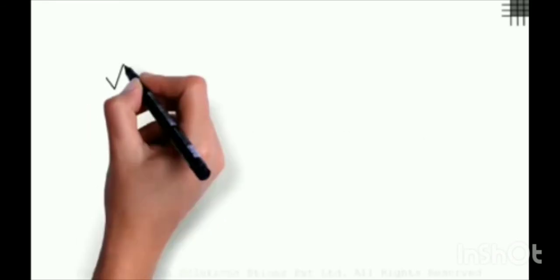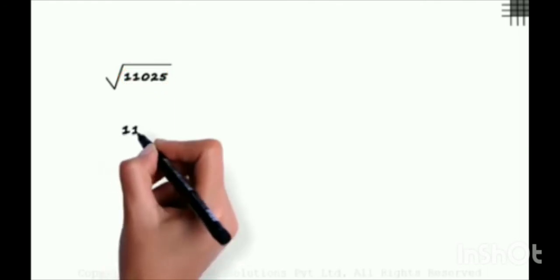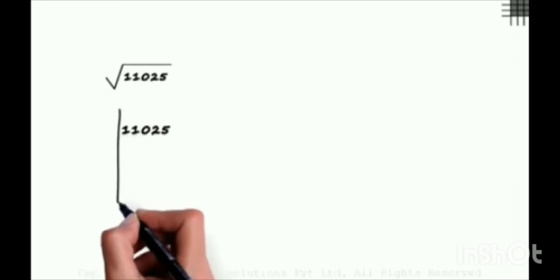Now let's try finding the square root of 11,025 using the prime factorization method. Hence, our aim would be to reduce 11,025 into its prime factors. So we write 11,025 here and draw two lines like this. If we know the rules of divisibility well, we can say that this number is divisible by 3, 5 and 7. So we can start with any prime number. Say 5. So 5 multiplied by 2205 gives us 11,025.